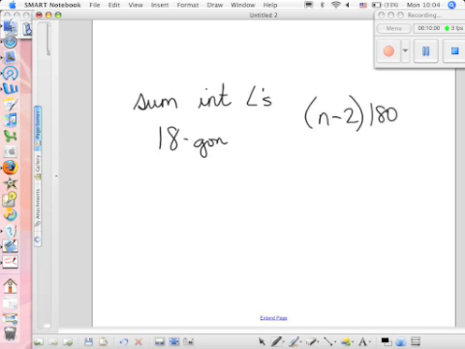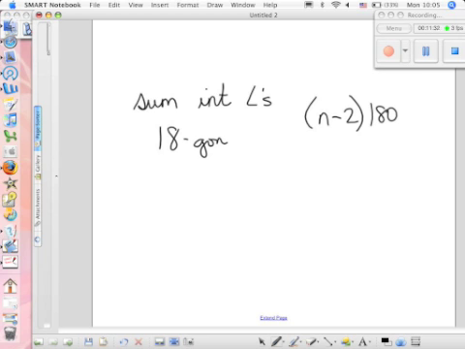The way we find the sum of the interior angles is with the formula n minus 2 times 180 degrees. Now let's go over this again. Why do we do n minus 2? Because that's how many triangles can be formed in this polygon. The number of sides minus 2. So there are 16 triangles in there, and each one of those has 180 degrees inside of it. That's why we do 16 times 180.